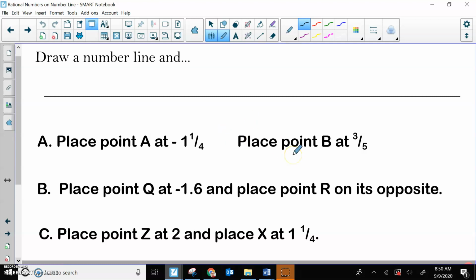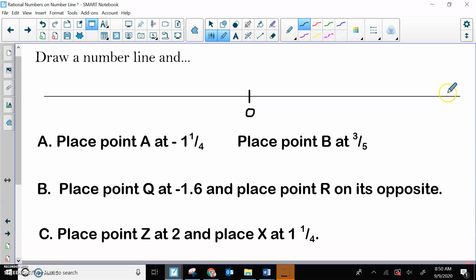And so on our positive side here, I got 3/5, 1 1/4, and 2. So the furthest to the right, the furthest we go is 2. And then on the left, as I move to the left of 0, my negatives are negative 1 1/4, negative 1.6. So I think I'm pretty safe if I start in the center with 0. So I'm going to put 0 in the center here.